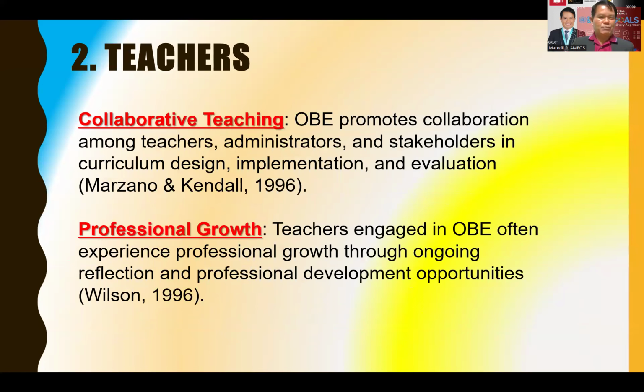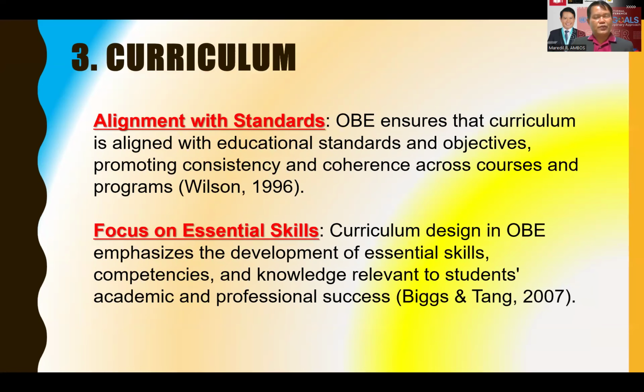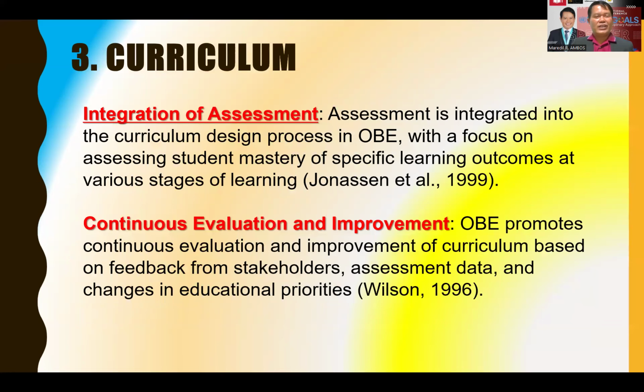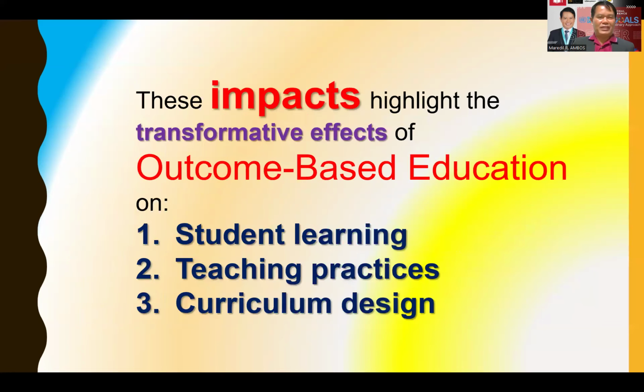And lastly, professional growth. For curriculum, there is alignment with the standards that we have, the focus on essential skills. When we say essential, necessary skills, then we have integration of assessment. And lastly, continuous evaluation and improvement. So these impacts highlight the transformative effects of outcome-based education on, number one, student learning. The second is teaching practices, and curriculum design.